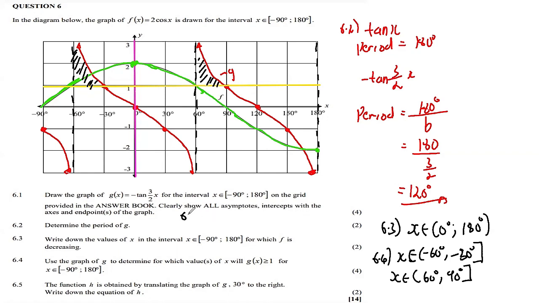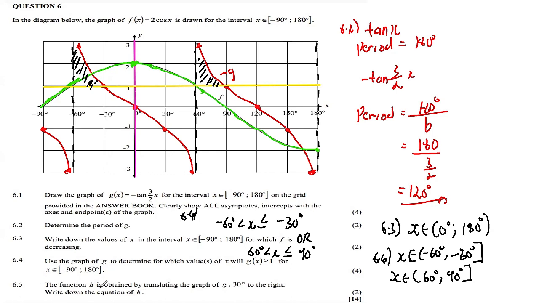Or if you prefer this, then you would say negative 60 degrees here. And then here you would have negative 30 degrees. And then you would have or 60 degrees here. And then x less than or equal to 90 degrees. So this is one and the same thing. It's just a matter of which notation do you actually prefer.